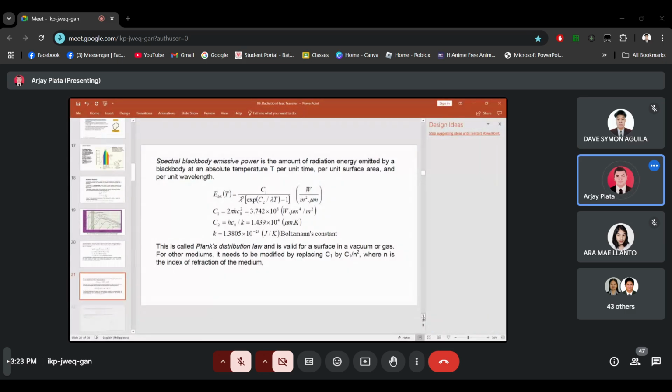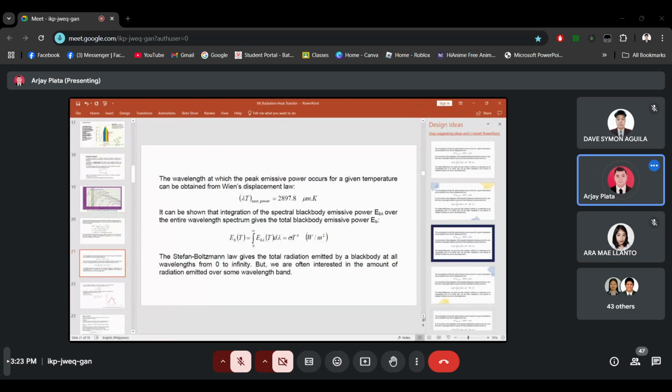The wavelength at which the peak emissive power occurs for a given temperature can be obtained from Wien's displacement law. And also, it can be shown that the Stefan-Boltzmann law gives the total radiation emitted by a black body at all wavelengths from 0 to infinity, but we are often interested in the amount of radiation emitted in some wavelength band.